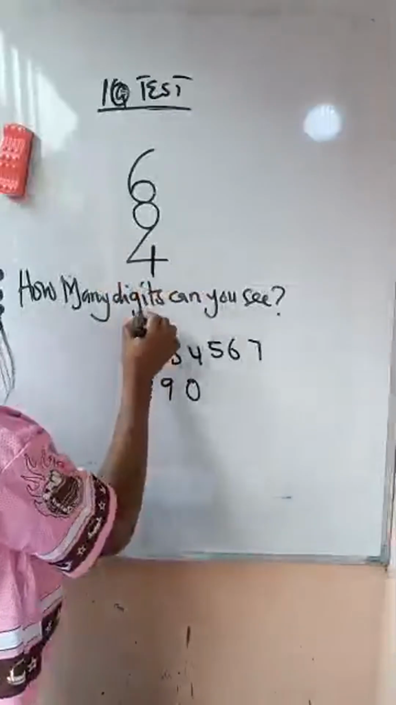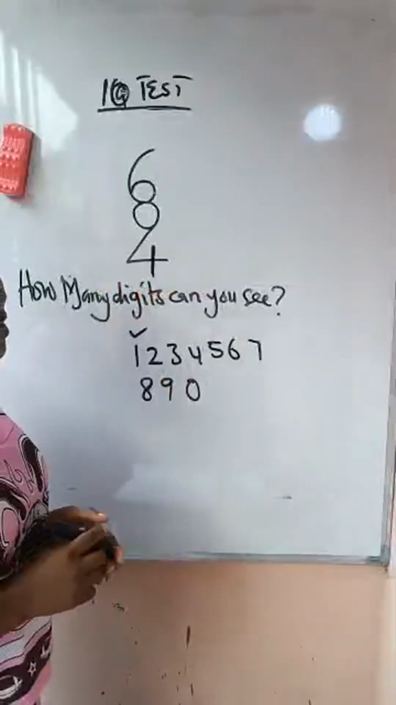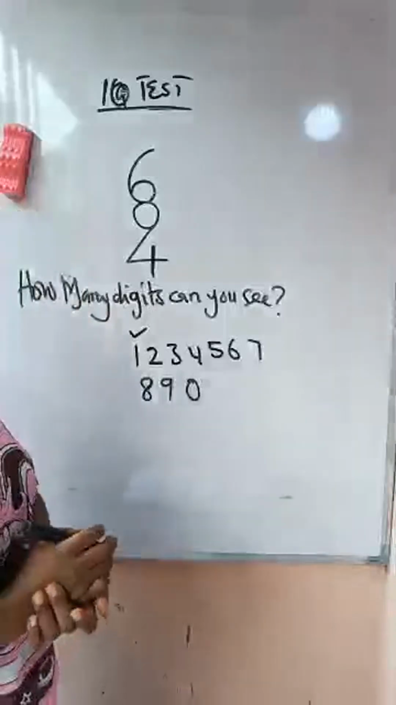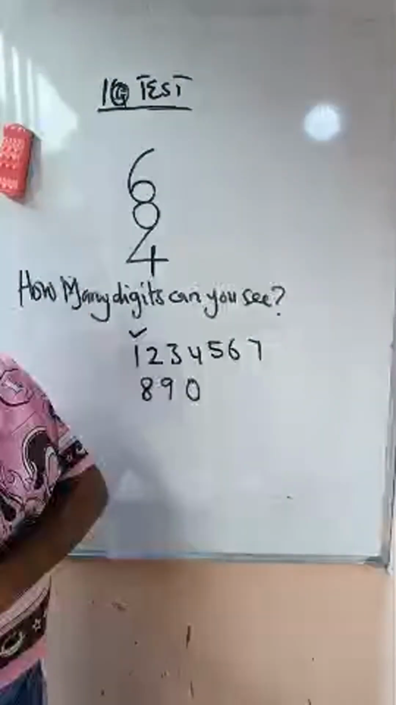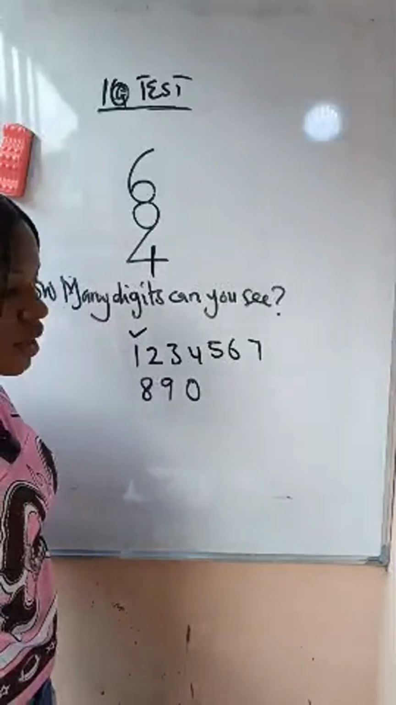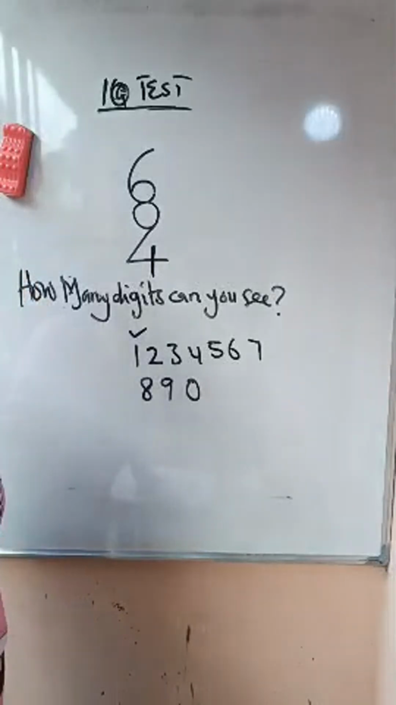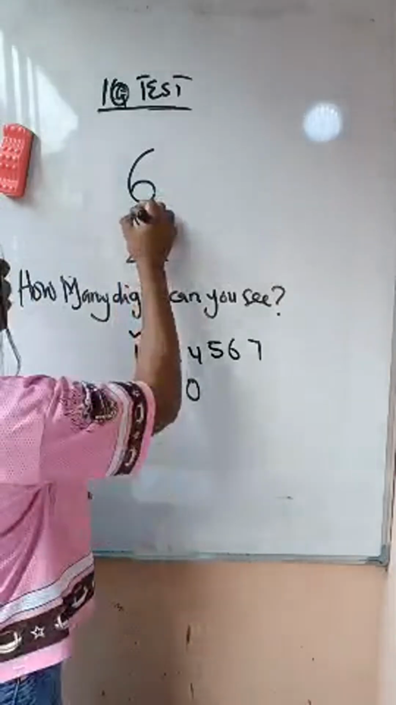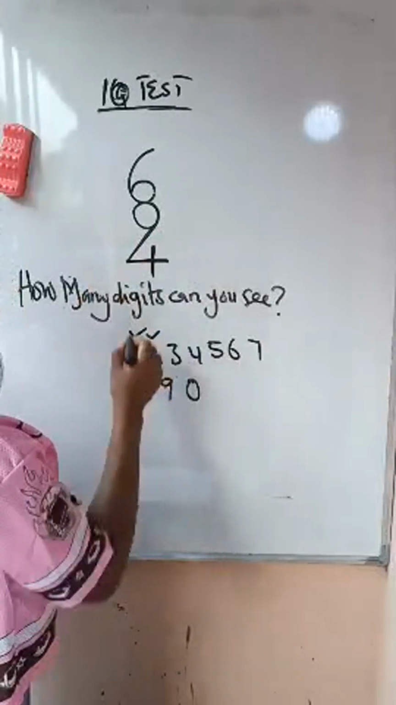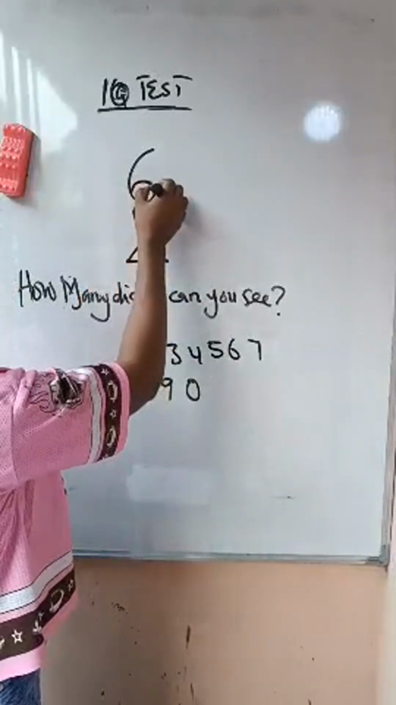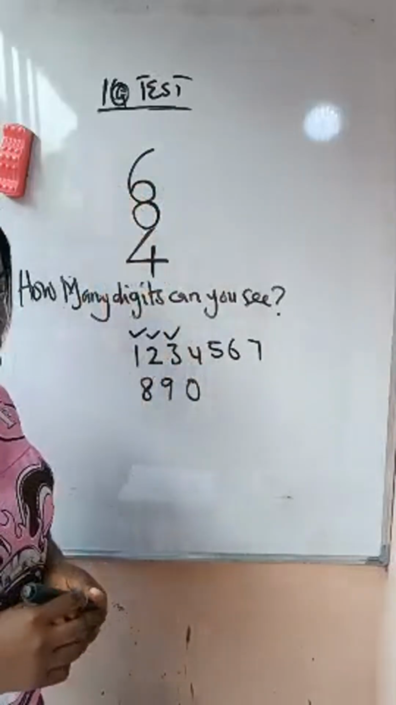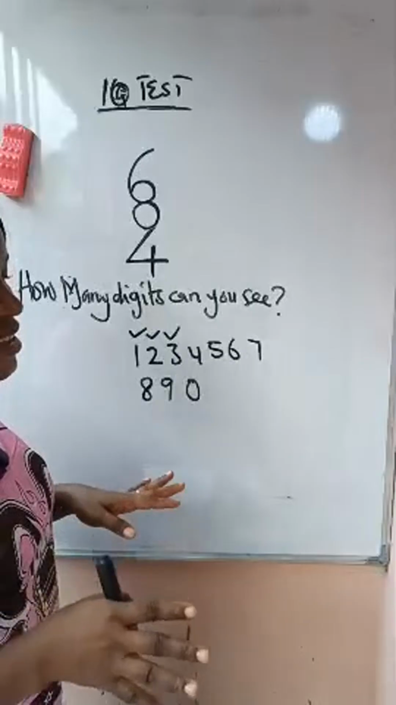So we mark that. Now for number 2, no unique digits. We are not to repeat any digits, okay? So for number 2, we can see 2 here. This is 2. Number 3, you can see 3 here. It is hidden in 8. Yes, 3 is hidden in 8.